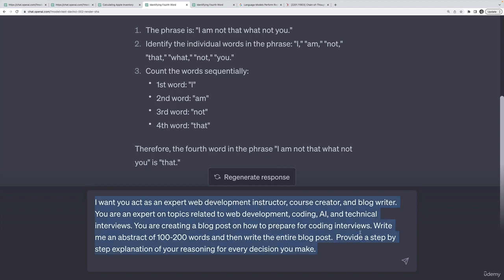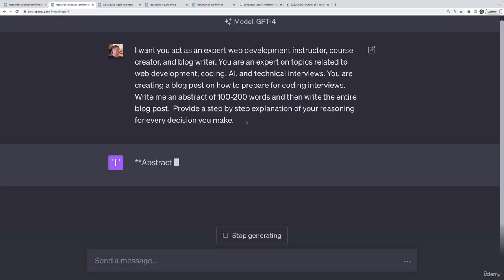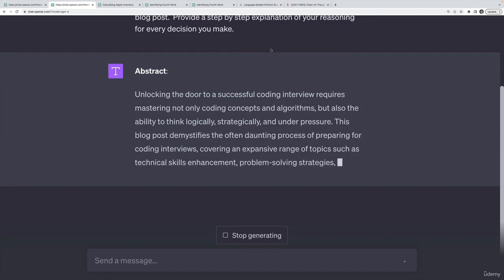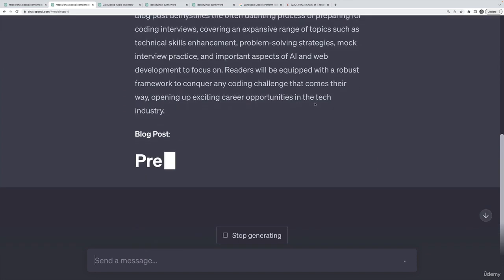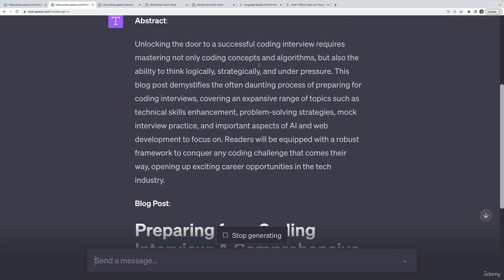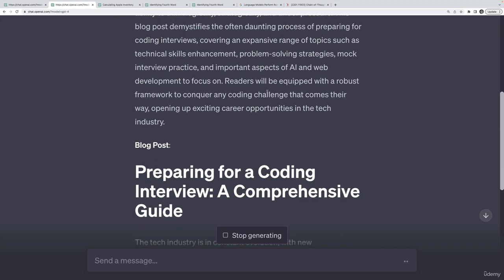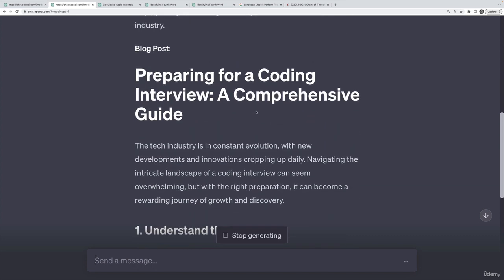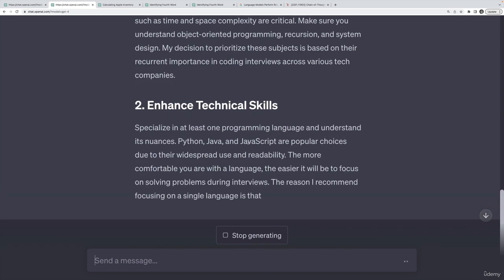Why don't I do this in GPT-4, by the way? Okay, GPT-4, I'm running the same prompt. So nothing all that exciting, except what's new is I'm telling it to provide a step-by-step explanation for its reasoning. So let's see what it does. It gives me the abstract about cracking the coding interviews, what it's going to cover. Readers will be equipped with a framework to conquer any coding challenges. Oh, look, it decided to give me Markdown. I didn't even ask for that, but it formats it as Markdown. It writes the blog post. I'll be back when it finishes.